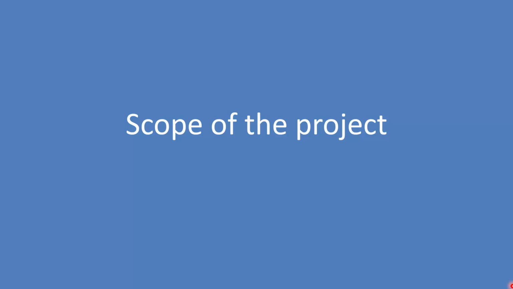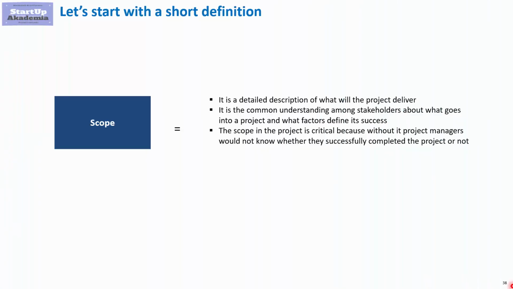Let's discuss in more detail the scope of a project. We'll start as always with a short definition. By scope, we mean the description of what the project delivers, what the goal is, and what the deliverables are. You can also say that this is the document that enables the shareholders to agree what should be done within the project and what should not be. It also helps them and the project manager define whether the project was successfully completed or not.